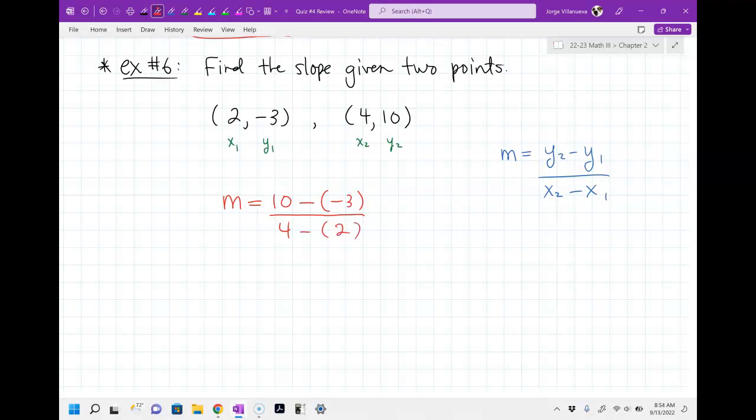What's my answer for this? Say it again. 13 over 2. Thank you. 13 over 2. Right? 10 plus 3 and 4 minus 2 is what you have to add up. Any questions on that one?